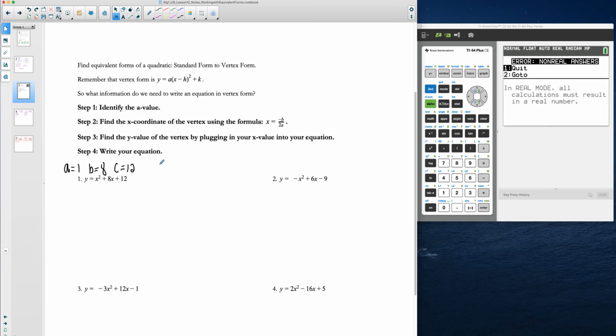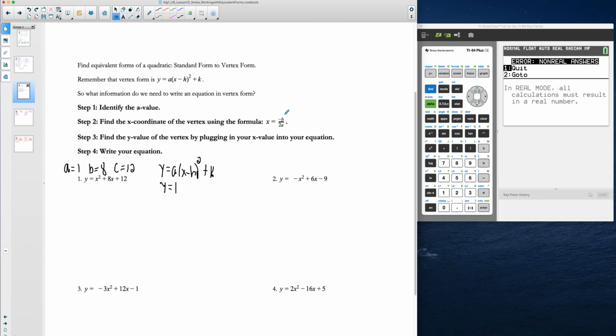And then what we're looking for here is we know y equals a times x minus h quantity squared plus k. And so notice right now we already have the a value. We know a is 1. So I'm just going to slide that guy in right there. So it's 1 right there. So now let's go to step 2.